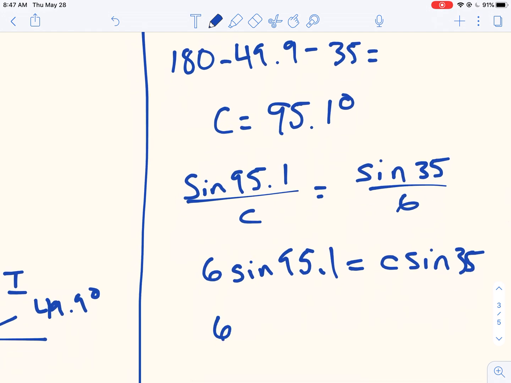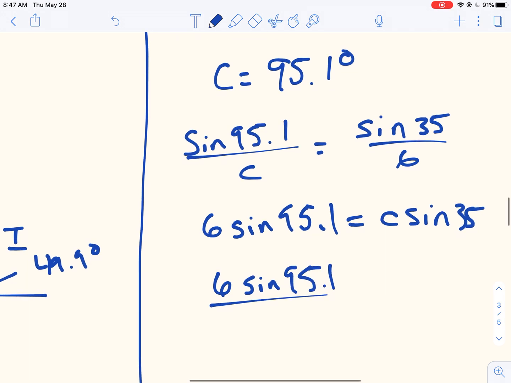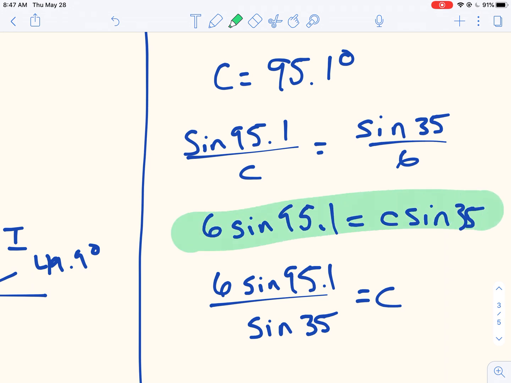And then 6 times the sine of 95.1 divided by the sine of 35 is equal to C. Now you're going to see this. I'm going to jump this step that I'm highlighting a lot in my answer key. I don't cross multiply across my proportion that often in the answer key. I do it for the first couple. But really quickly, I see a pattern. I get really used to this pattern. I understand that almost every one of my answers ends up this way.